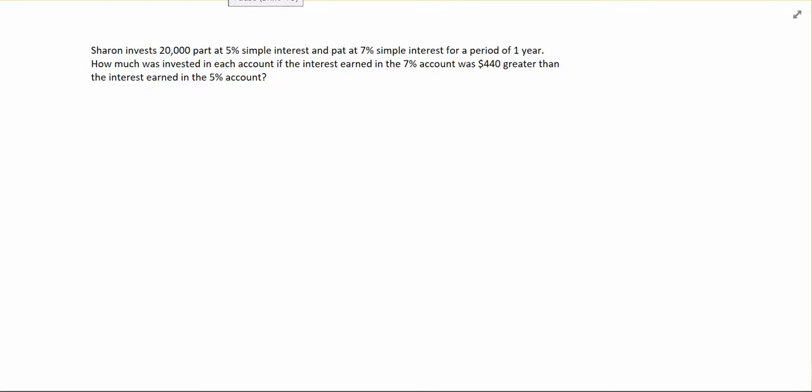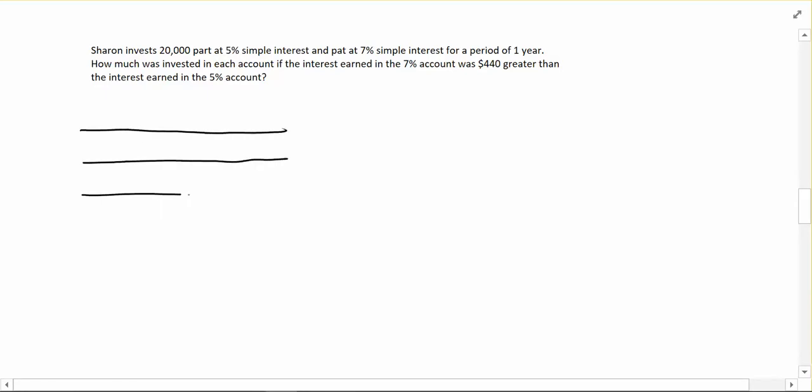Let's examine some interest rate problems this time. So Sharon invests $20,000, part at 5% simple interest, another part at 7% simple interest for a period of 1 year. How much was invested in each account if the interest in the 7% account was 440 greater than the interest in the 5% account? Okay, so these interest rate problems also we solved using tables.